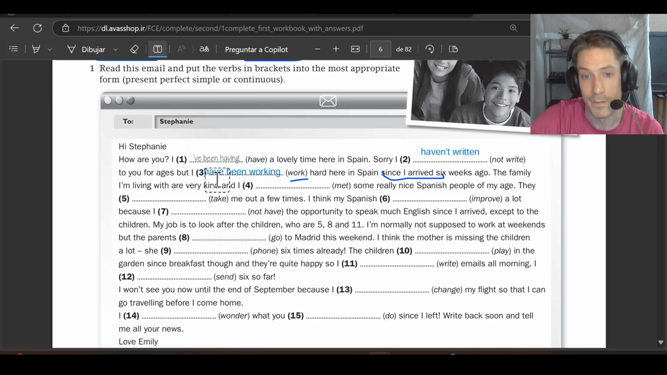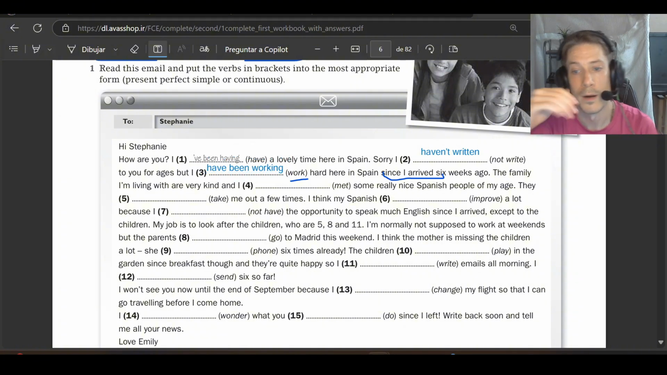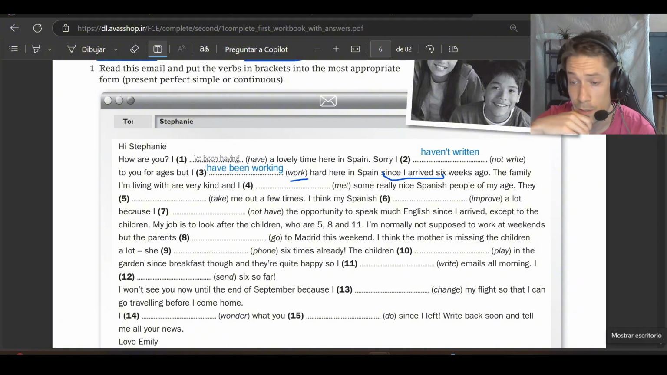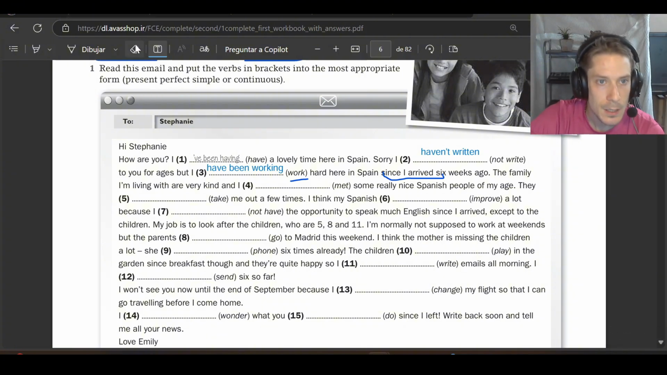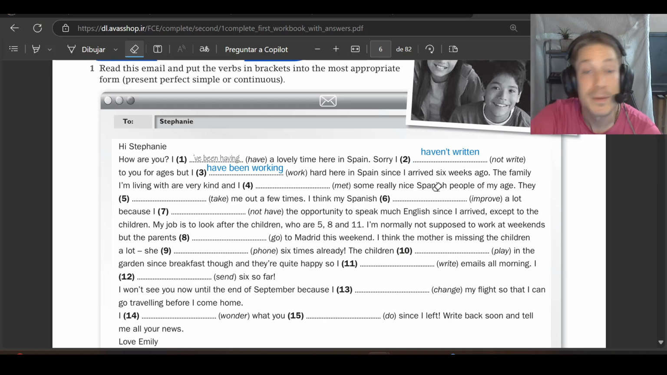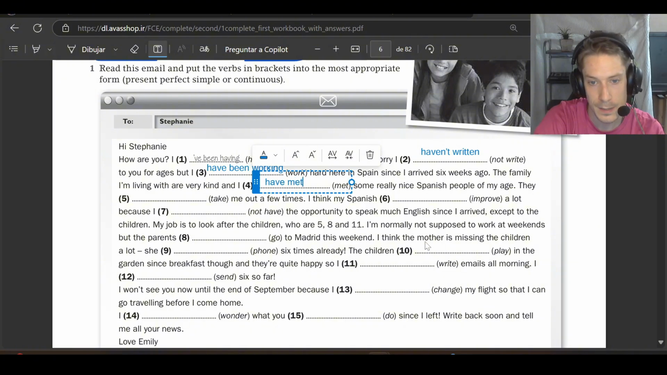Okay, but I've been working hard in Spain since I arrived 6 weeks ago. The family I'm living with are very kind, and I've met some really nice Spanish people of my age. Okay, so here's the thing. You don't finish knowing somebody in 6 weeks. So "I have been meeting" sounds okay, but "I've met" sounds good too, because, well, you met them the first week, alright? So my personal opinion is that here you should write "I've met."